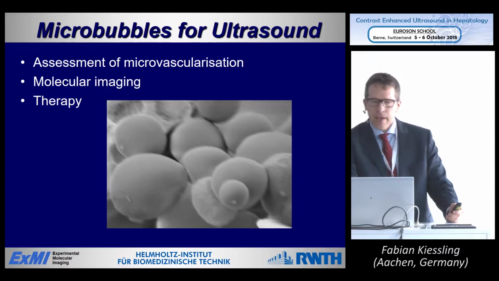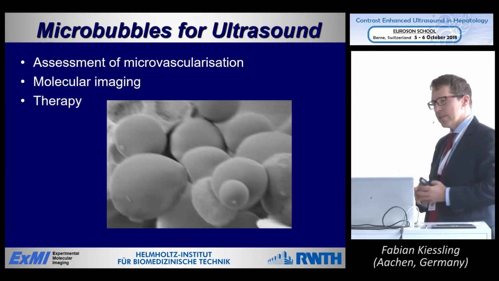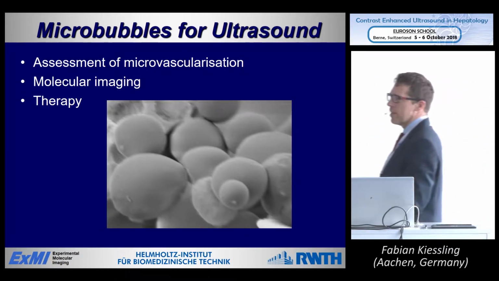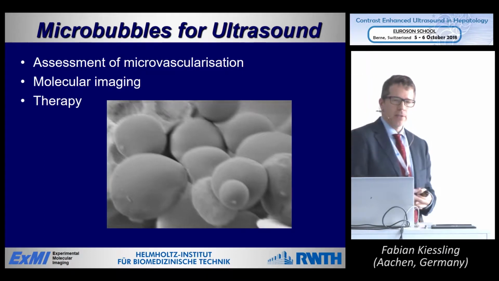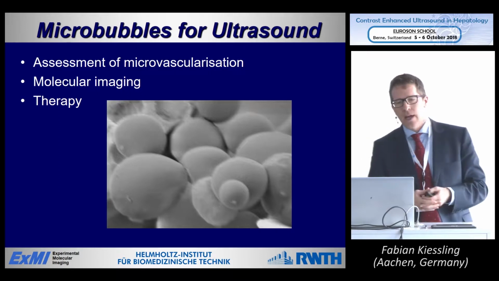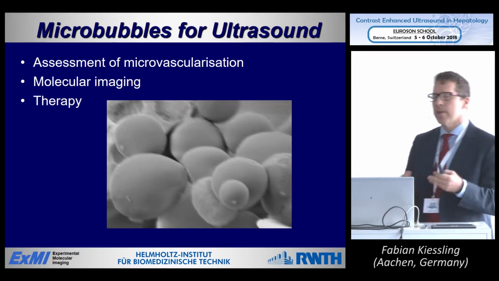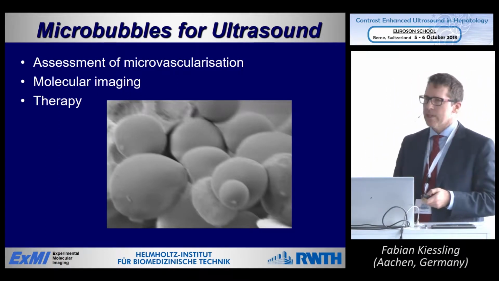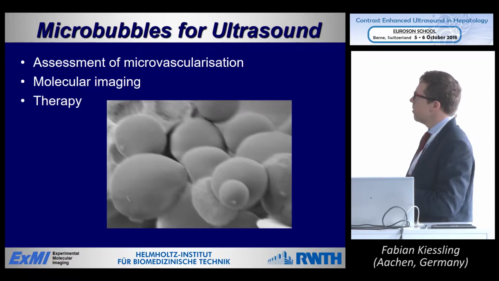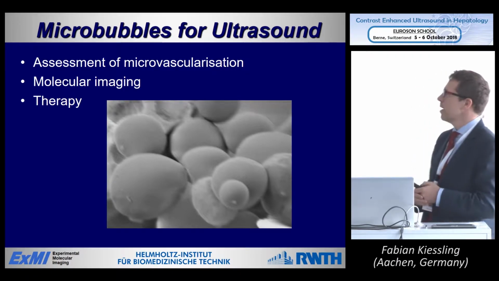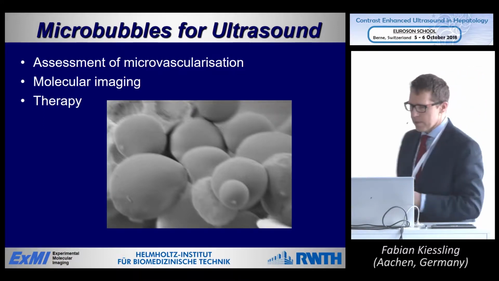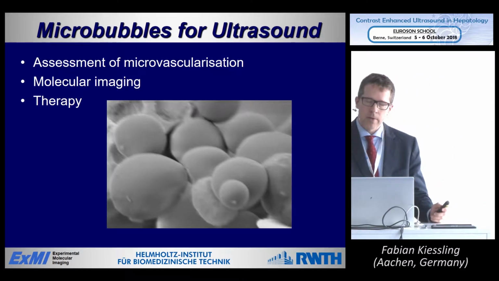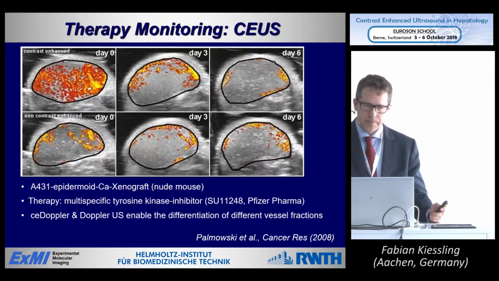And if you have segmented such a lesion, we then go on with characterizing the lesion. So we want to get as many parameters out of it as possible. In this context, the microbubbles are of great help because they give us terrific information about the vascular system in these tumors. In this talk, I will show you how these microbubbles can be used to assess microvascularization, how they can be used for molecular imaging. In the final part, I will also talk about therapeutic applications.